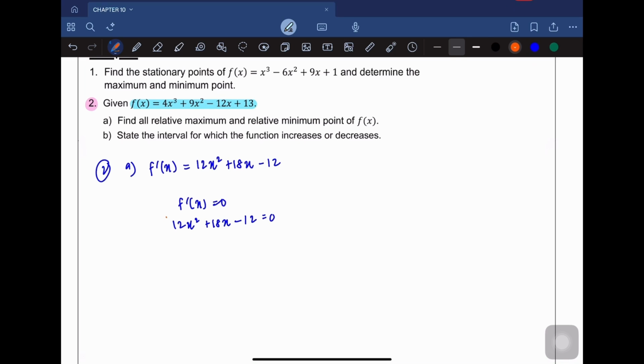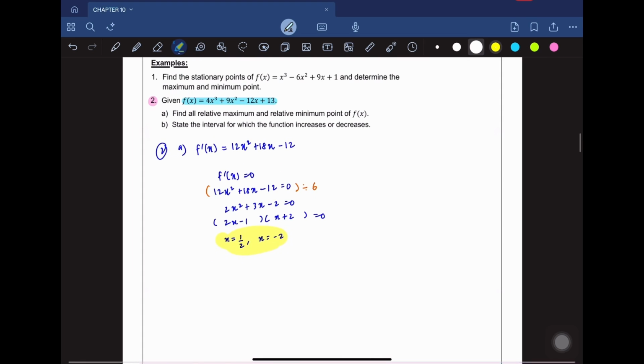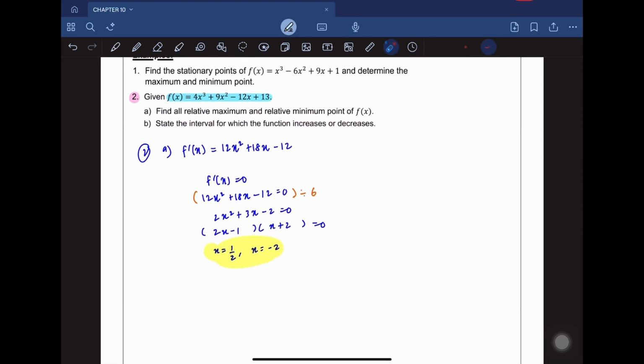This one also you can simplify first before masuk dalam calculator. So we have 2x squared plus 3x minus 2 equal to 0. So you will get two factor yang cantik. The first one is 2x minus 1. The second one is x plus 2. So we have two critical numbers: the first one is x equal to half, the second one is x equal to negative 2. Since final answer nanti mesti ada points kan.